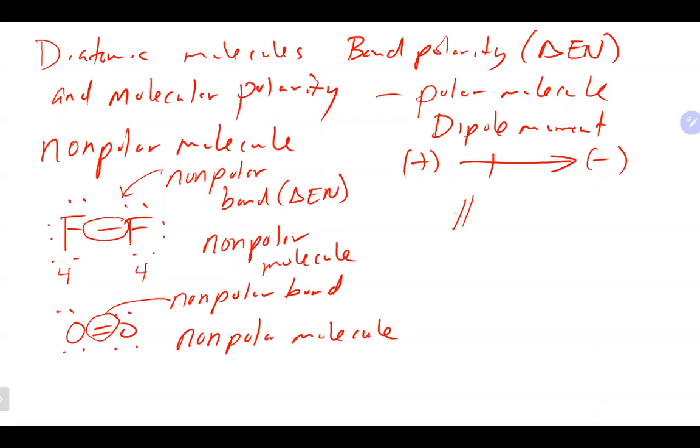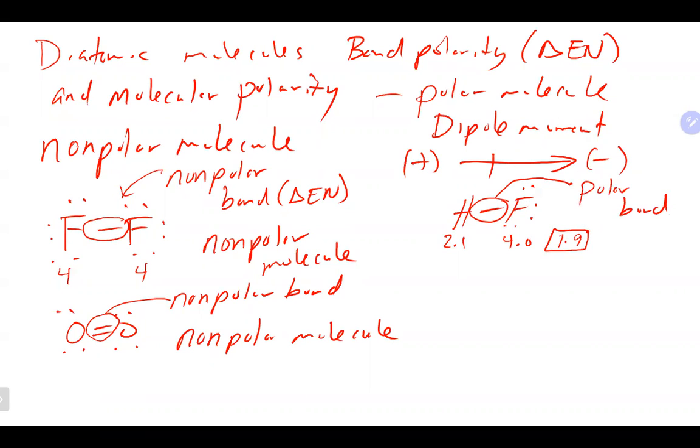How about this guy here, HF, polar or non-polar? That bond. So hydrogen is 2.1, fluorine is 4, difference is 1.9. Is it polar or non-polar? That is definitely over 0.4, yes, below 2. That is a polar bond.